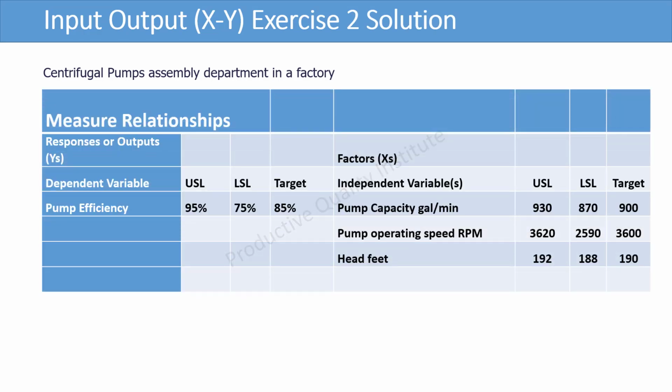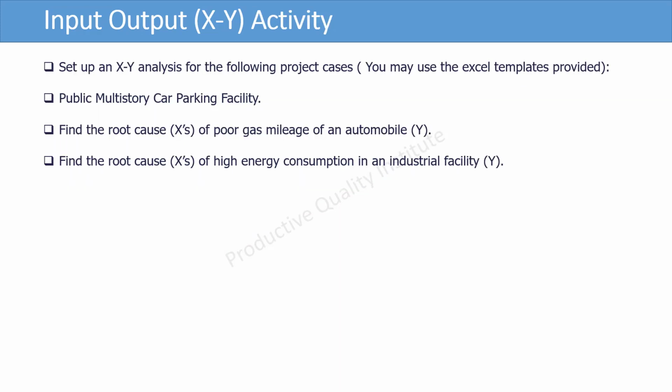The input factors are pump capacity in gallons per minute, with USL of 930, LSL of 870, and target of 900. Pump operating speed, in RPM, with USL of 3,620, LSL of 2,590, and target of 3,600. Head in feet, with USL of 192, LSL of 188, and target of 190. Please perform the activity and send your output by email for assessment.